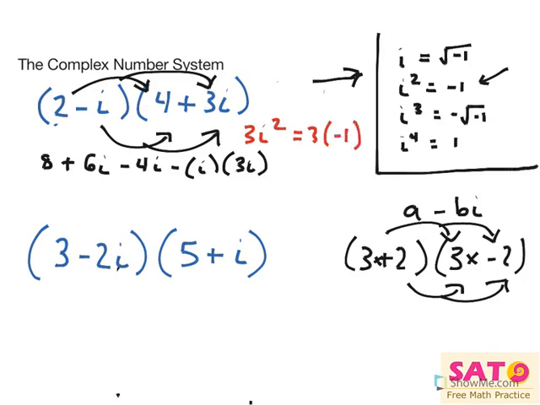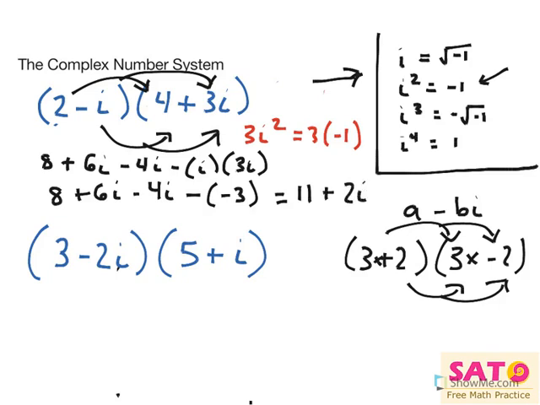So let's rewrite this now. 8 plus 6i minus 4i minus 3. So this is just plus 3. And now the final answer we have is 8 plus 3, which is 11, plus 6i minus 4i, plus 2i.